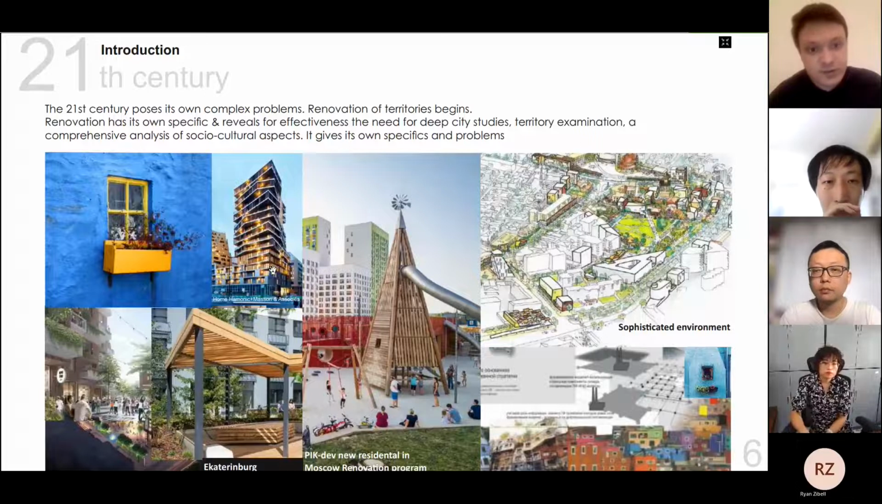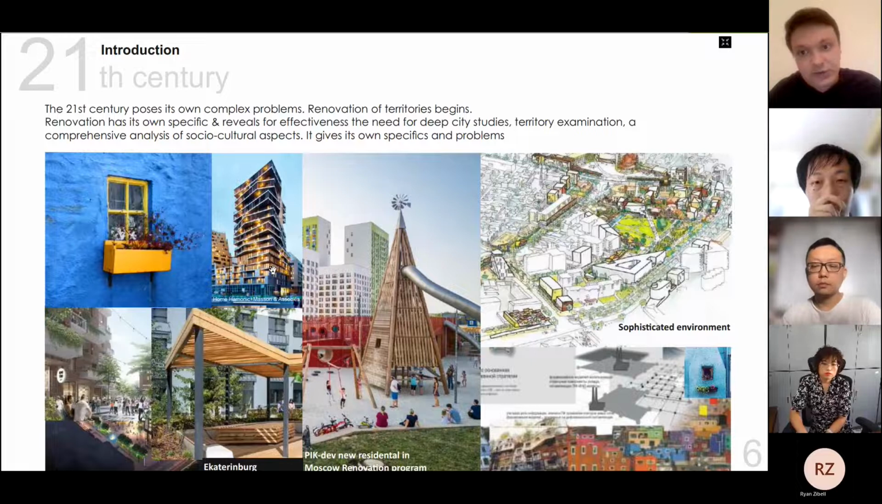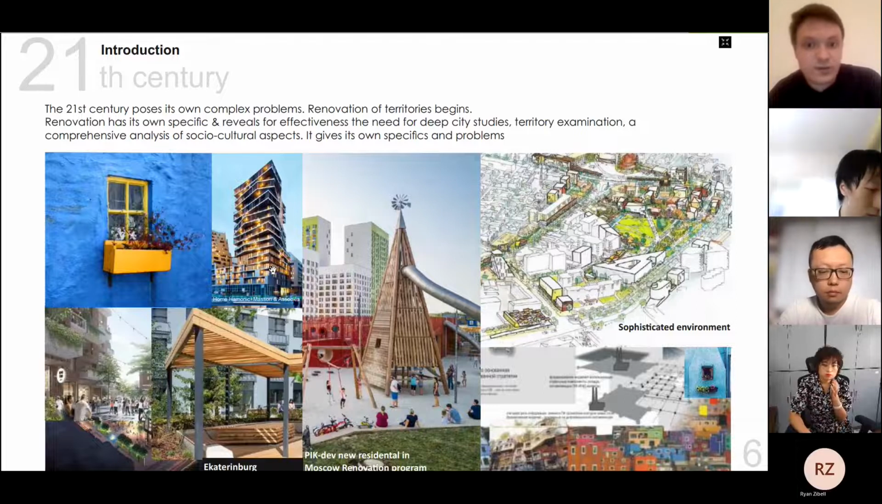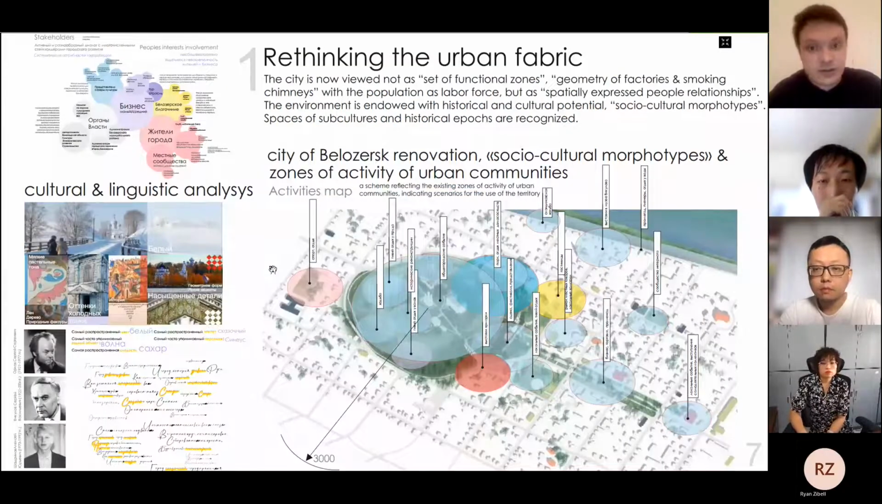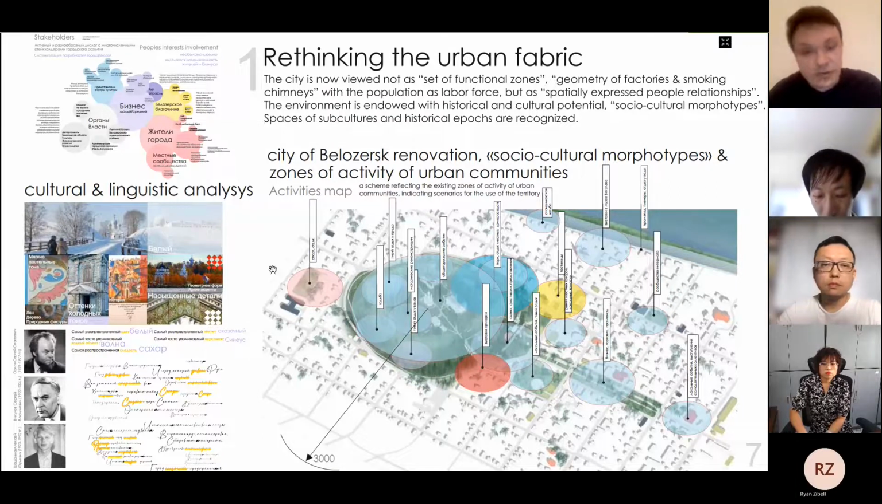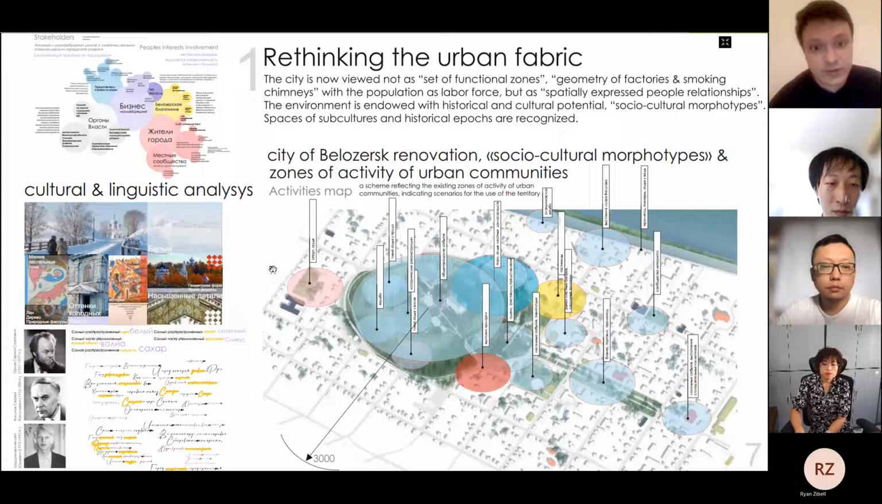The 21st century poses its own complex problems. Renovation of territories begins. Renovation has its own specifics and reveals for its effectiveness the need for deep city studies, territory examination, a comprehensive analysis of social, cultural aspects, and it gives its own specifics and problems such as rethinking the urban fabric. The city is now viewed not as a center of functional zones, geometry of factories and smoky chimneys with population's labor force, but spatially expressed people relationship. The example is the renovation of the city of Belozersk, social cultural morphotypes and zones of activity of urban communities, cultural and linguistic analysis illustrated here.